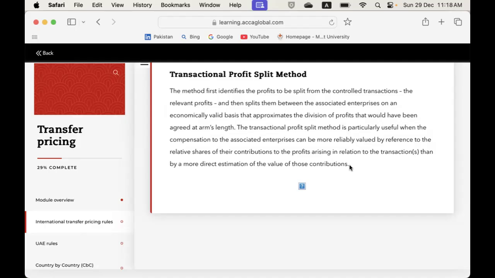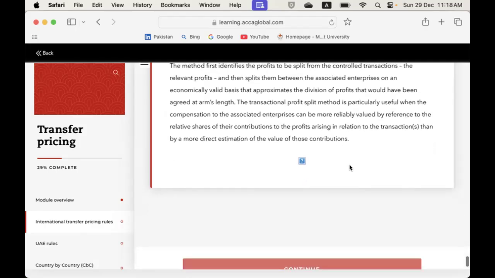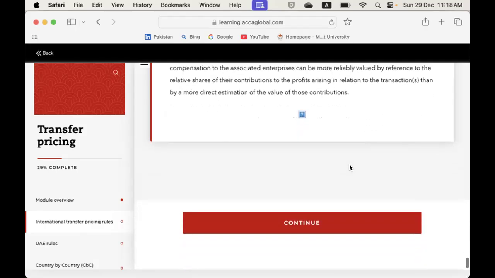Now, the company A, which was actually conducting the research, had deployed assets into that research. So that means the team was also deployed. So functions was also there, but risks it was not assuming. So here we can estimate the weightage of these functions, assets and risk, and based on that this will provide us a valid economic basis to split the profit between company A and company B, which have accrued as a result of that research.